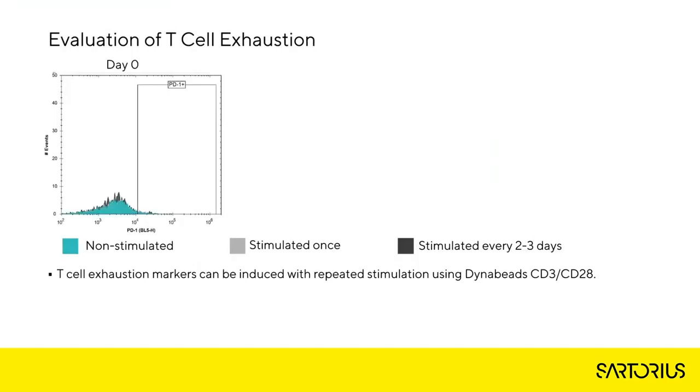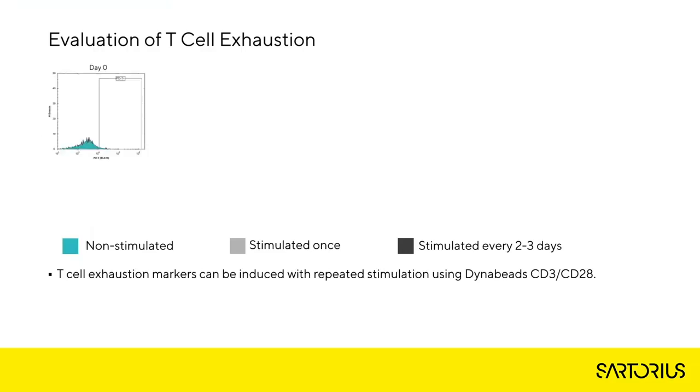To first evaluate T-cell exhaustion, CD3 positive T cells were treated in one of the following three ways. Non-stimulated, shown by the blue histogram peak, stimulated once with Dynabeads CD3/CD28, represented in light grey, or stimulated with Dynabeads repeatedly every 2 to 3 days for a period of 7 days, shown in dark grey. Dynabeads activate T cells via the CD3 T cell receptor pathway and also using a co-stimulatory signal via anti-CD28, mimicking the interaction in vivo with antigen-presenting cells.